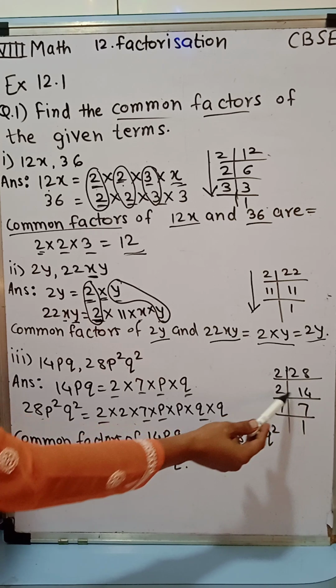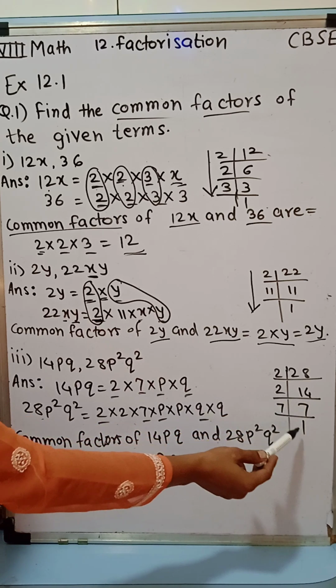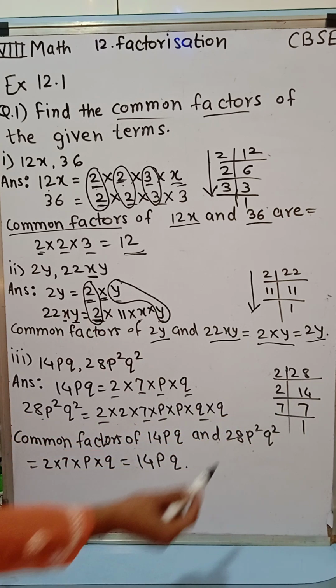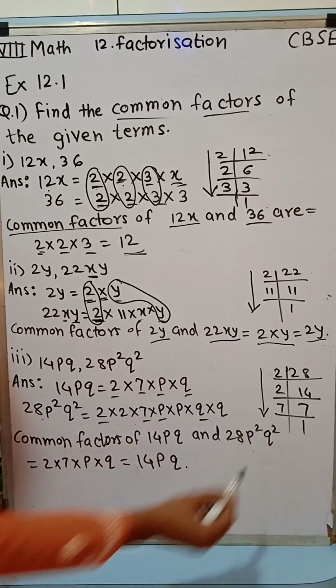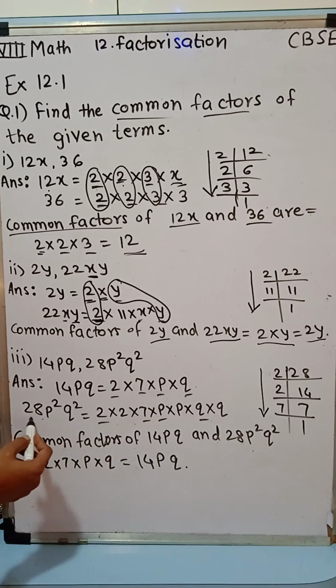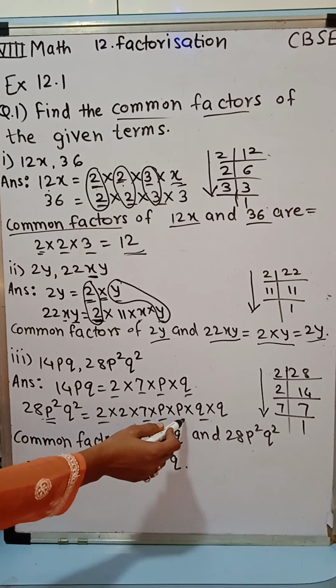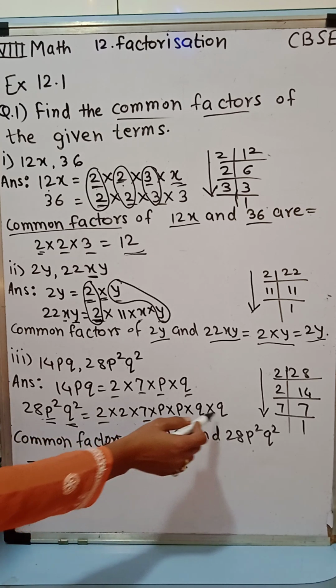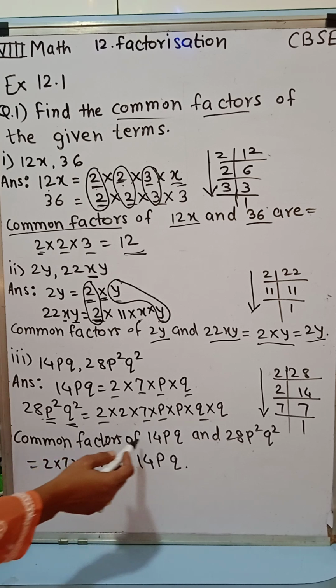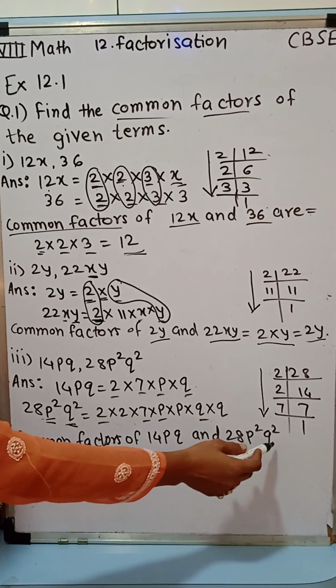Again 14 is an even number. 2 sevens are 14 and 7 is a prime number itself. So 7 ones are 7. We will write the factors upside down. Now 28 can be written as 2 into 2 into 7. P square can be written as p into p, and q square can be written as q into q. Now the common factors of 14pq and 28p square q square.